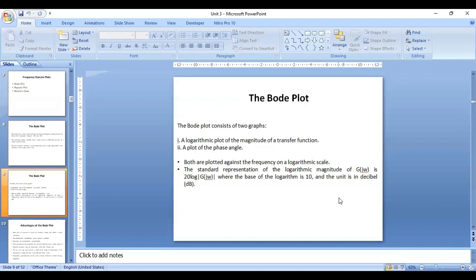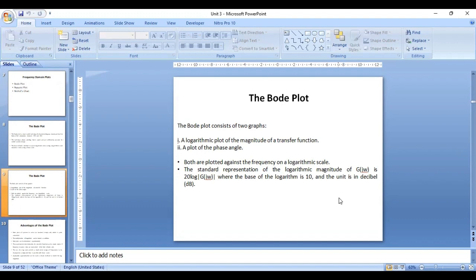The Bode plot consists of two graphs. One is the log plot of the magnitude of a transfer function and the other is the phase angle plot. The magnitude plot is the plot of the logarithmic magnitude or gain of the loop transfer function in decibels versus frequency omega. That is, M is equal to 20 log of the magnitude of G of j omega H of j omega in dB versus omega.